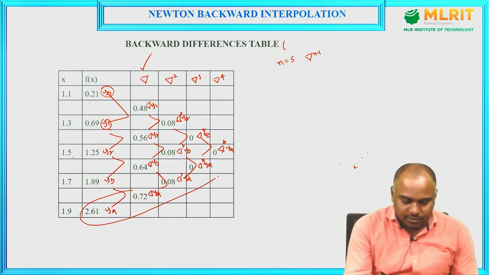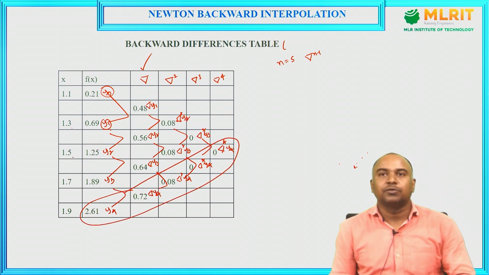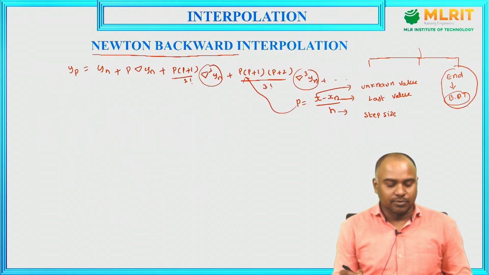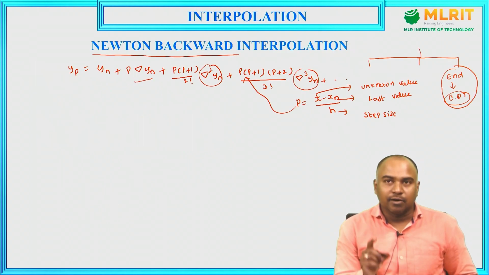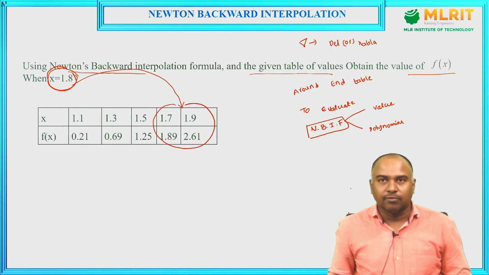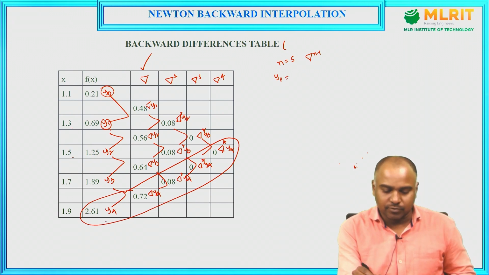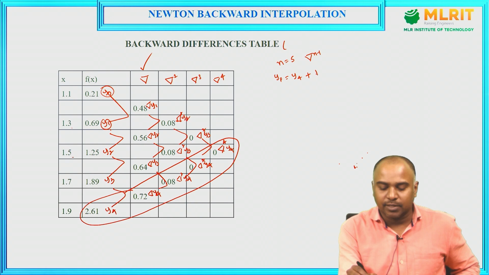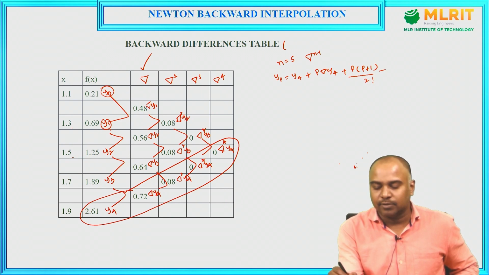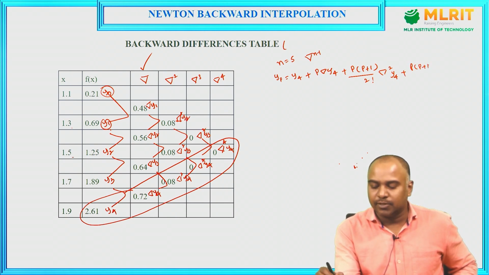So these differences we are going to substitute in the formula. If you see the previous formula, del yn is the last value. Where if you have y3 or y4, the formula is slightly different, so we can write it as y4 plus p nabla y4 plus p into p plus 1 by 2 factorial nabla square y4, plus p into p plus 1 into p plus 2 by 3 factorial nabla cube y4.